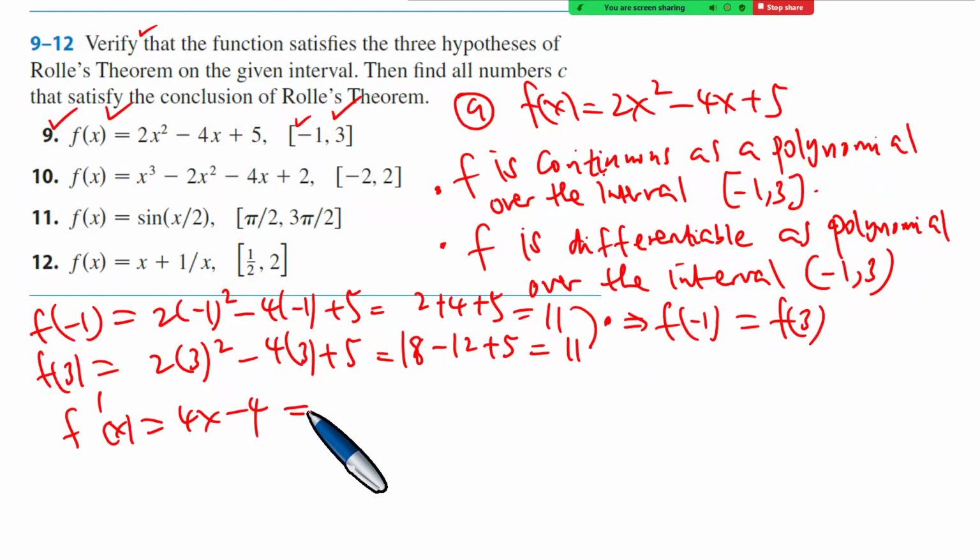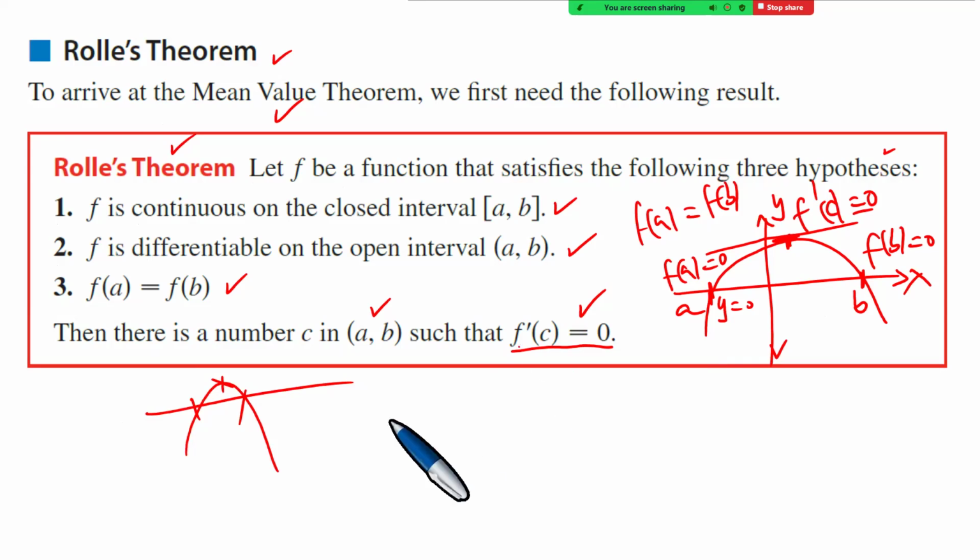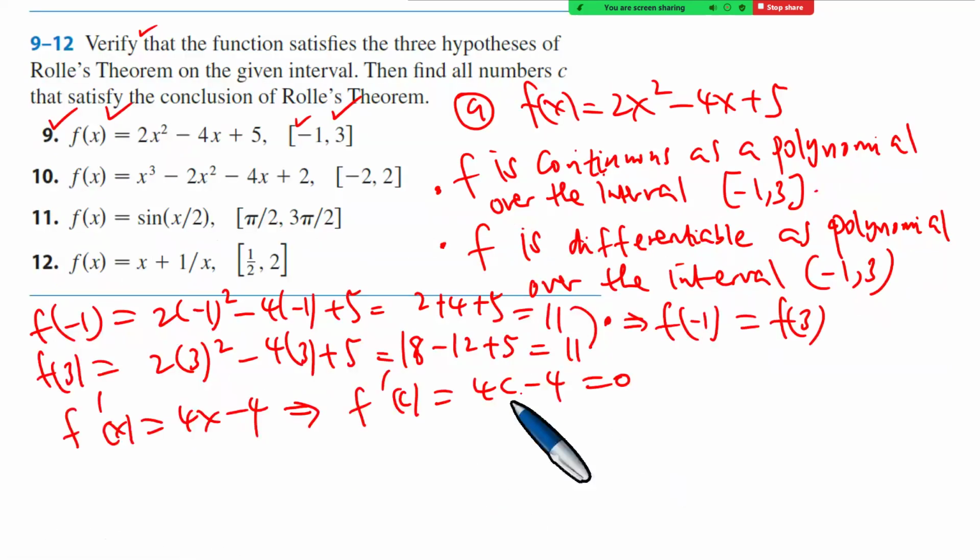Now, because we have found the derivative, we shall find f prime of c, which is 4c minus 4, and this must be 0. We can see that the derivative of the function f at c is 0. So 4c is 4, divide by 4 on both sides, and c equals 1.